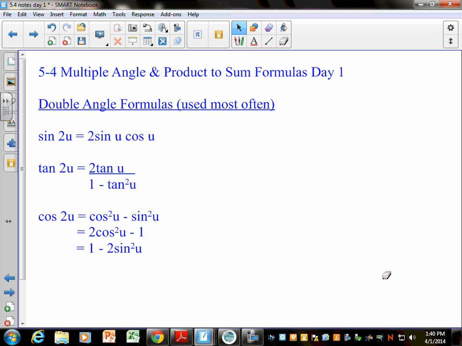So some of the problems today are identities, where you're going to have to match up one side with the other. But a lot of today's stuff is solving equations, because it's going to allow us to solve these equations that we haven't been able to do before.